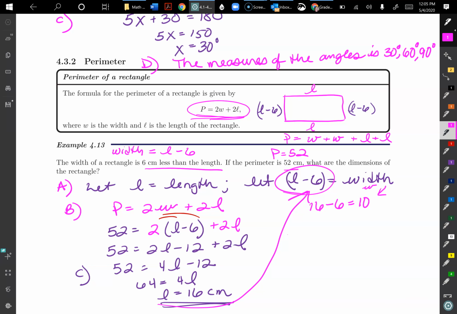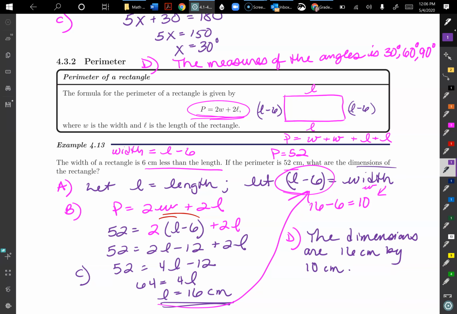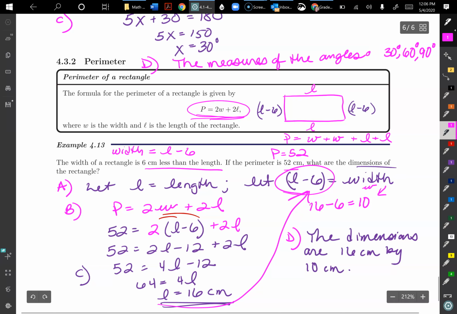And then I'm going to write my answer in a sentence and just simply say something like the dimensions are, because that's kind of how it was asked, are 16 centimeters by 10 centimeters. Okay. And the measures, I should say are. Okay, just fixing that sentence up there.